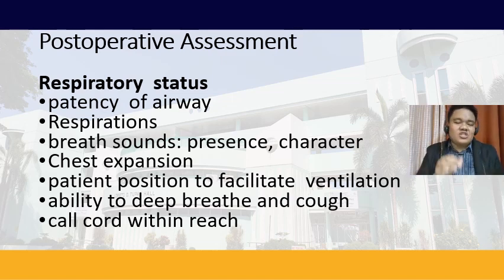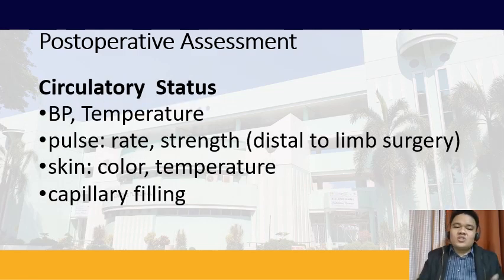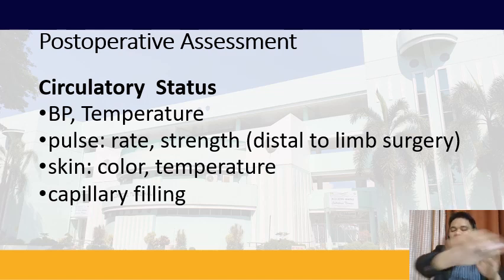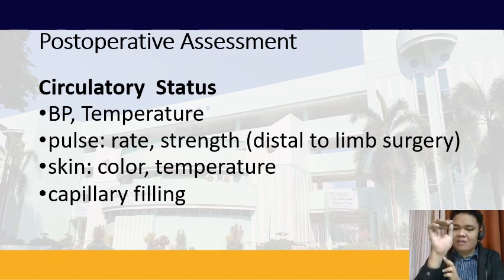And then, class, they should be able to reach the call cord whenever they need it, or what you commonly refer to as your call light. Now, you also need to check the BP and temperature of your patient, pulse rate, and strength. For the strength of the pulse, you need to check the pulse distal to the limb of surgery. So if the operation is on the right hand, you need to check for the presence of the radial pulse. You need to assess for the strength of that pulse.